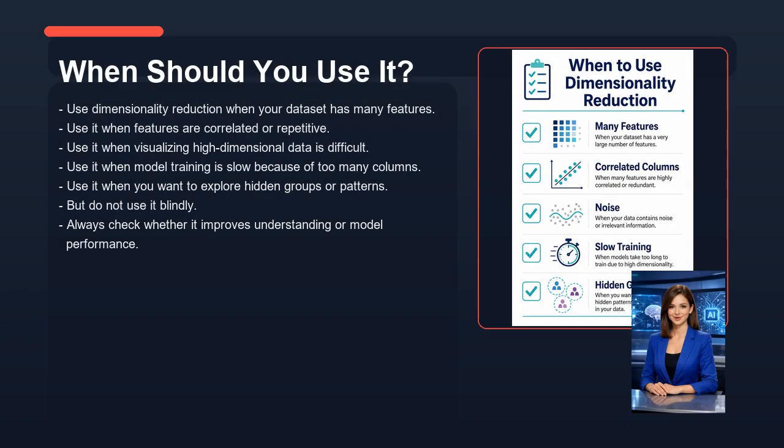Now let's look at when should you use it. Use dimensionality reduction when your dataset has many features. Use it when features are correlated or repetitive. Use it when visualizing high-dimensional data is difficult. Use it when model training is slow because of too many columns. Use it when you want to explore hidden groups or patterns. But do not use it blindly. Always check whether it improves understanding or model performance.